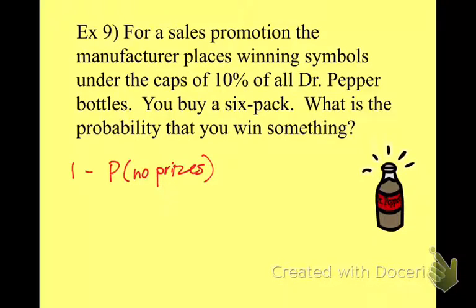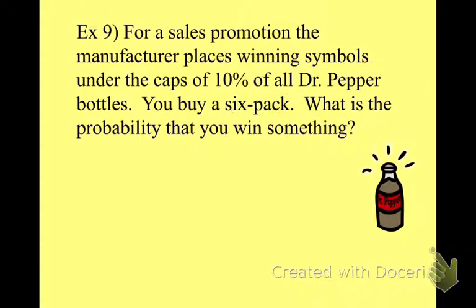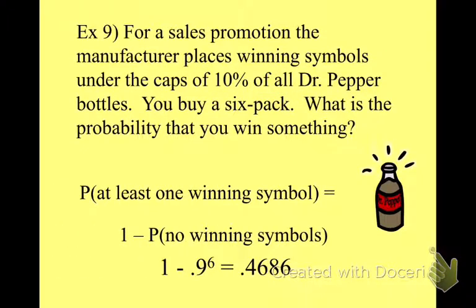So in this case, if I have 6 Dr Pepper cans and there's a 10% chance of winning, that means that there's a 90% chance that it does not have a prize. Each bottle is going to have a 90% chance of not getting a prize, and they'll all be independent of each other. So that means I'm going to take 0.9 to the 6th power, or 0.9 times 0.9 times 0.9, 6 times. And when you solve that, you end up getting 0.4686.